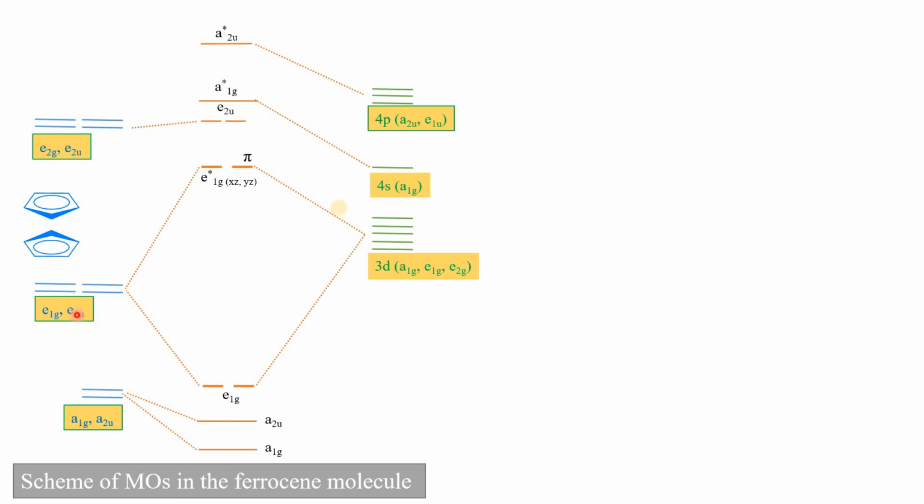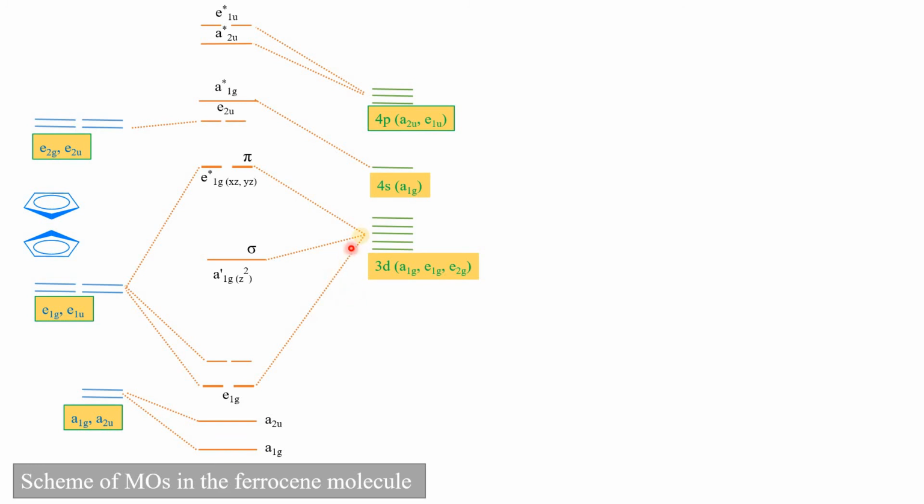There is E1U and there is E1U. They interact with each other, and there is formation of two orbitals, one with lower energy, bonding, and one with higher energy, anti-bonding. So this is E1U star and this is E1U. Okay, and this is E1U star.